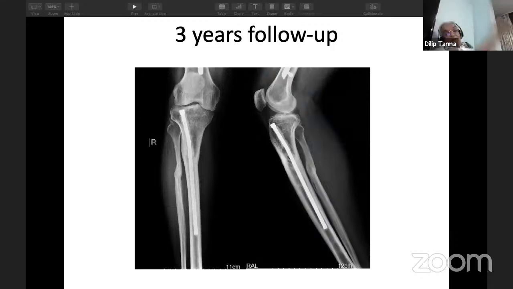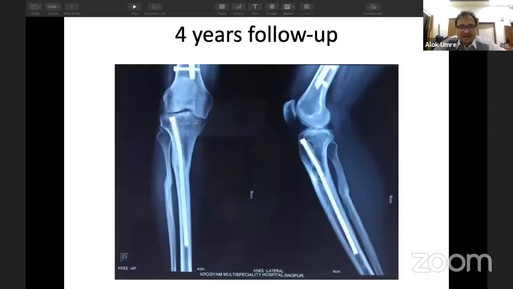Now, let's take out the nail. How will it come out? So now the wound is healed. And we have even removed the nail, but I don't have the X-ray of the nail removal. So I'll definitely put it in next time. And this is at 4 years.